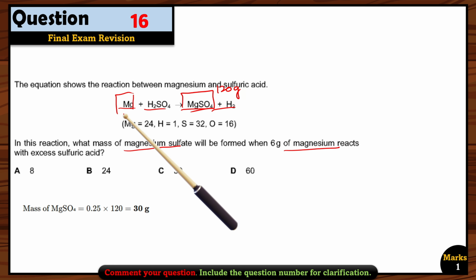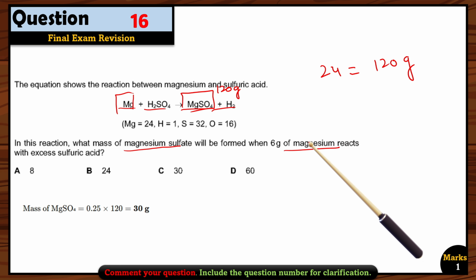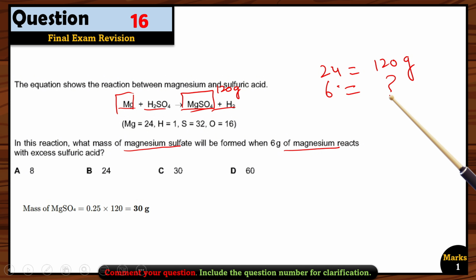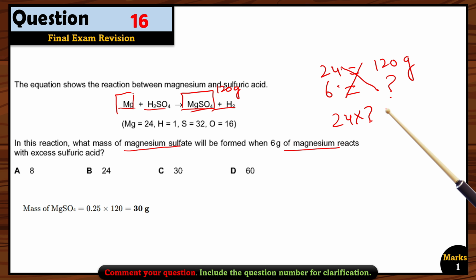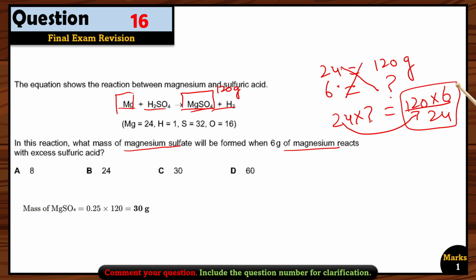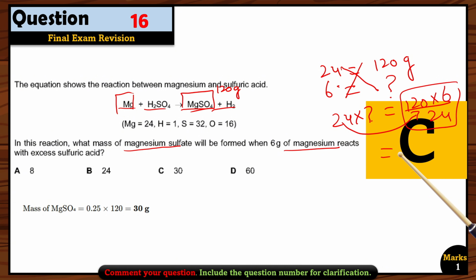So now if you see that magnesium 24 is producing 120 gram, right? So how much will be formed when 6 gram of magnesium react? So 6 gram of magnesium will produce how much? That is the answer we have to find. Just cross-multiply them and then you have to find your exact answer. 120 into 6, and this 24 when divided here, you will get your answer. Okay, and the answer will be 30 gram. You will see 30 gram is the right option.